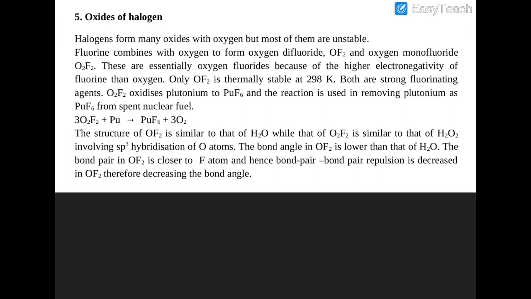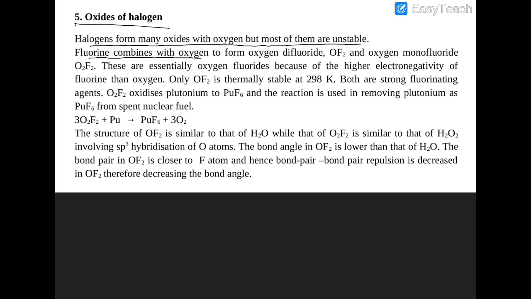Today we are going to discuss the oxides of the halogens and the interhalogen compounds. Okay. Now look at the picture once more. Oxides of halogens. Halogens form many oxides, but most of them are unstable.